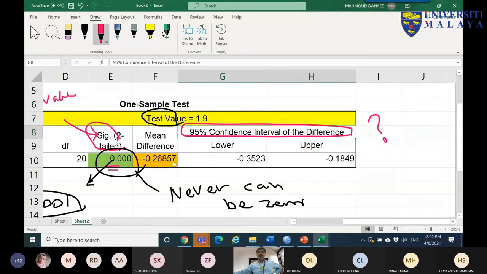So remember, the mean difference in our sample is minus 0.26. But 95% confidence indicates that if this study is repeated again and again, out of 100 times, the difference will always be between minus 3.5 and minus 1.8. It never becomes zero. So there is no possibility that zero is located in this range.